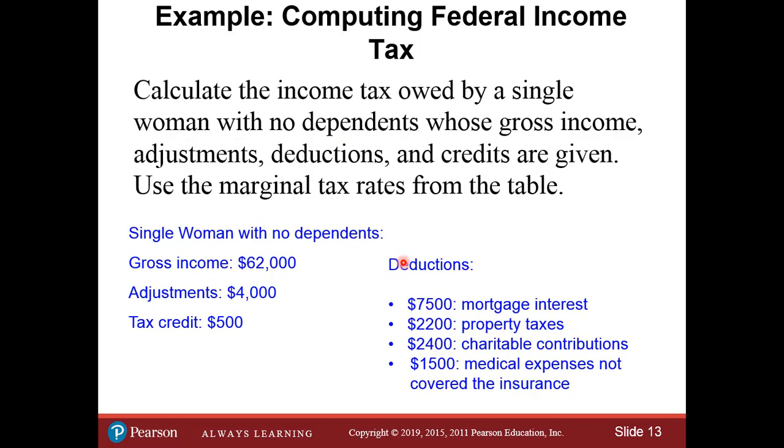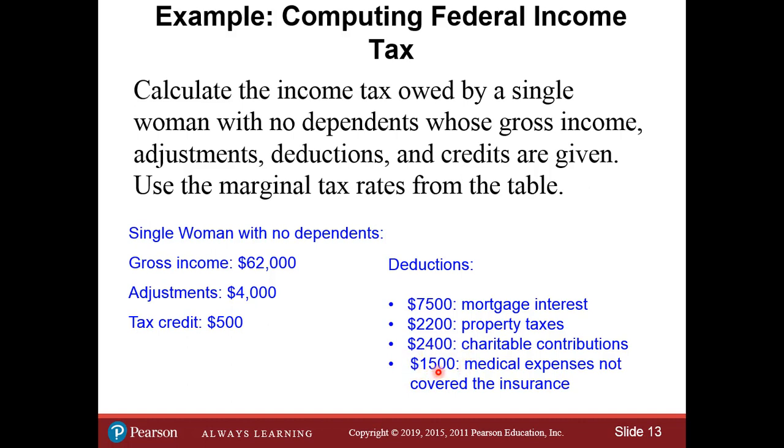Okay, so let's look at this example here. So we want to calculate the income tax owed by a single woman with no dependents whose gross income, adjustments, deductions, and credits are given below. And then we're going to use the marginal tax rates from the table. Okay, so here's the gross income. Here are the adjustments. Here's the tax credit. So in this case here, she has a tax credit. And then she pays this amount of money in mortgage interest, property taxes, charitable contributions, and then her medical expenses not covered by insurance. So this is her out-of-pocket that she paid for the year.